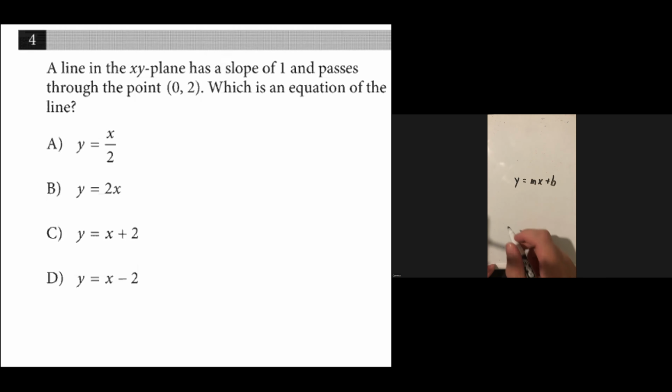Okay, so for this one, we have to use the same equation we used for question number 1, y equals mx plus b. Y is still y. For the slope, we're given that m is the slope, so the slope is 1, so it's just 1x, and 1x is simplified into x. Plus, we're given that it passes through the point 0, 2. So when x is 0, y is 2, which means that the y-intercept is 2, so b is 2. So we have y equals x plus 2, which is answer choice C. This one was pretty easy.